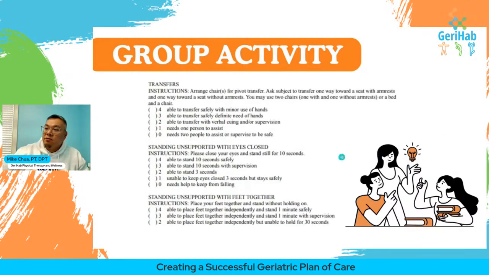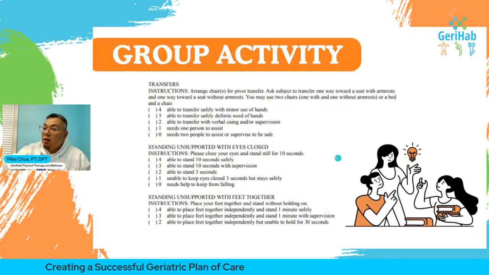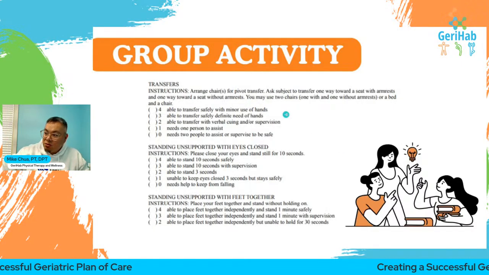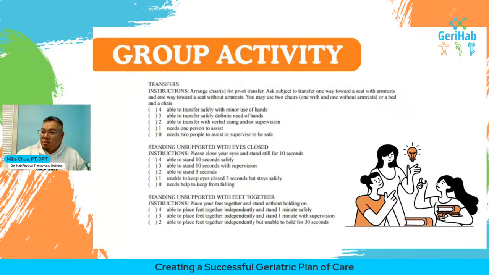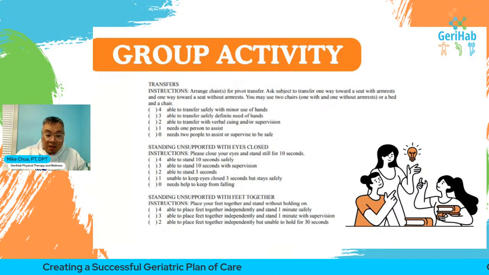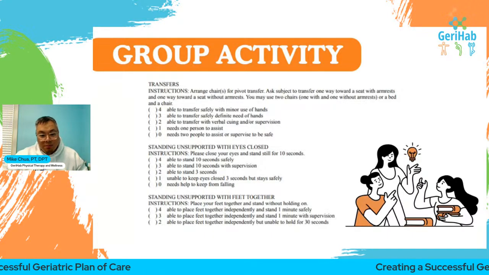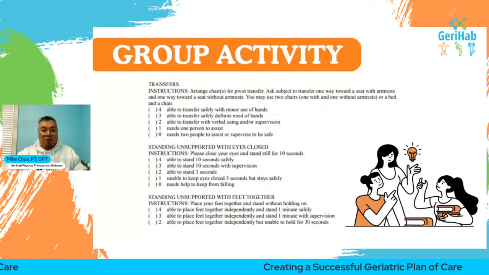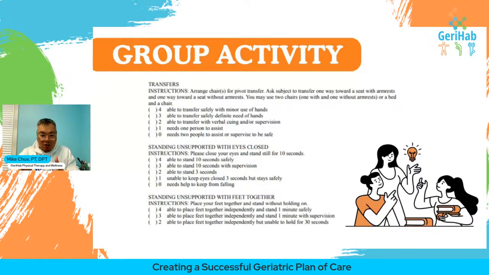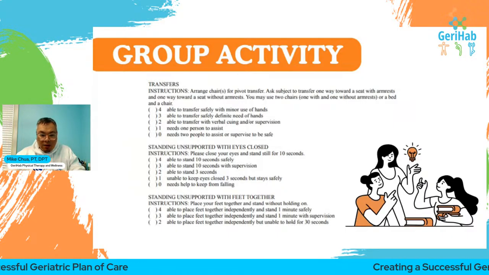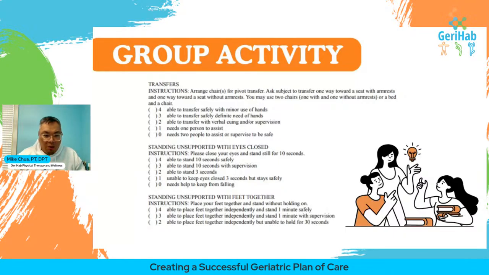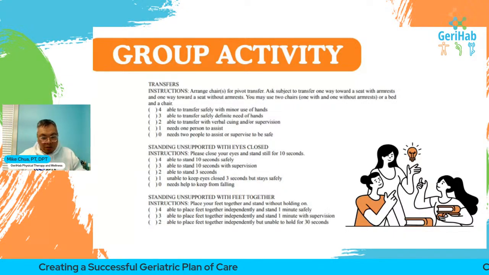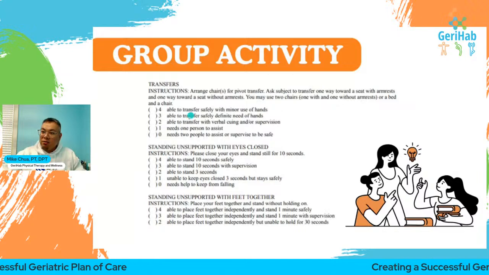Okay. Transfers. Remember, we talk about transfers. Arrange the chair for pivot transfer. Ask the patient to transfer one way towards the seat with armrest and one way toward a seat without an armrest. Yeah. So what I do is ask them, okay, can you stand up, move to this bed, move to this mat? So in our evaluation room, we have a chair with armrest, and I would ask them, hey, can you stand up and go to this massage bed or this mat and sit up for me while I check their blood pressure and everything, right? And then from there, I can see how they move around, right?